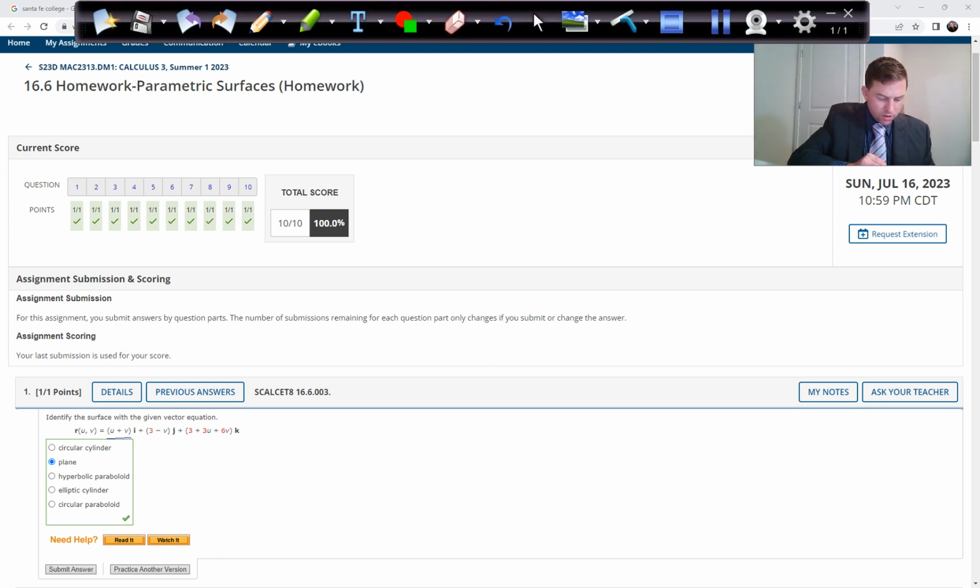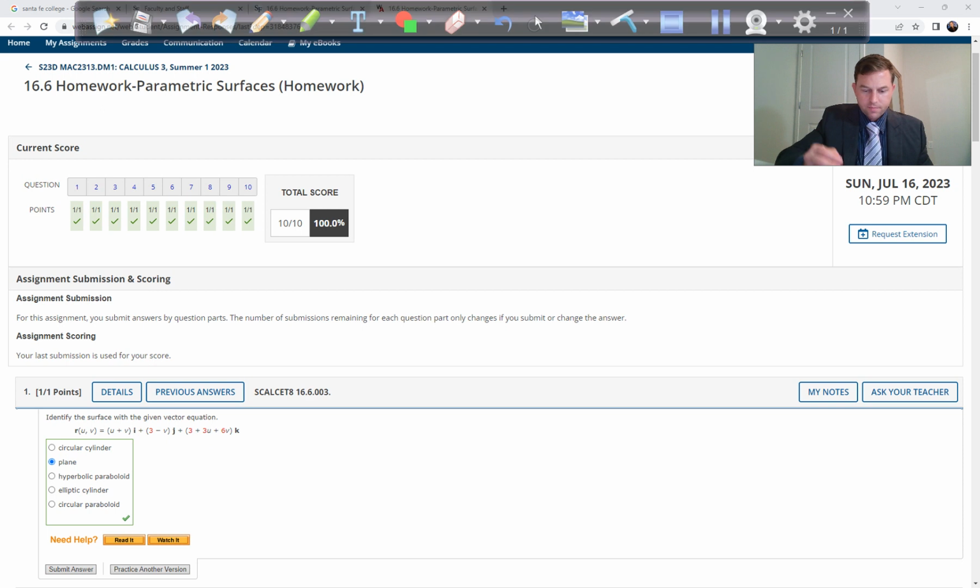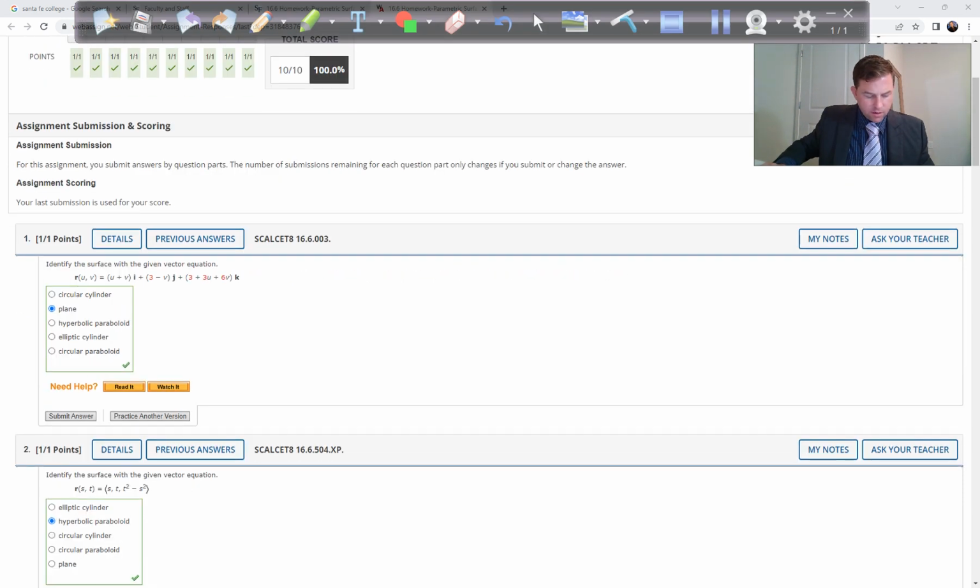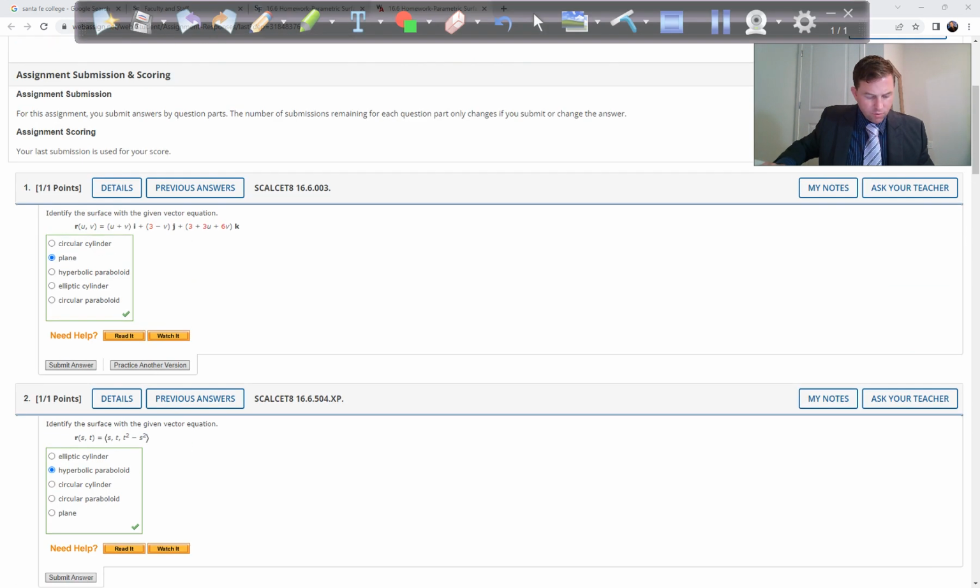So these are all just linear terms in i, j, and k with v's and u's, so they're lines. So in 3 dimensions, that's going to be a plane. So pretty simple for the first one. For the second one, this time we will get a hyperbolic paraboloid.